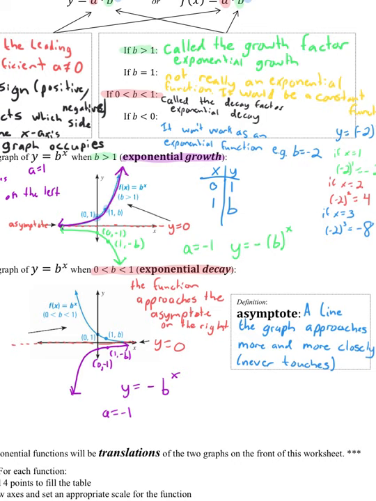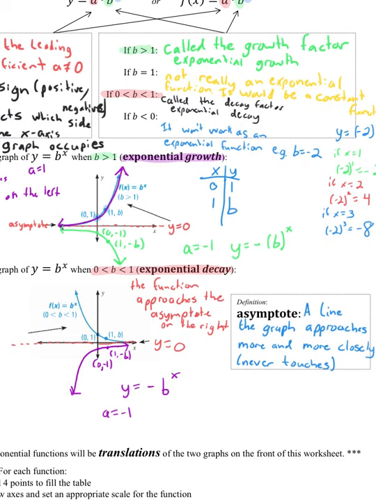All right, just kind of a weird way to think about it, but it's just the function coming from the negative direction and then approaching the asymptote. That would show negative decay. All right, so that's just the quick introduction to exponential functions.